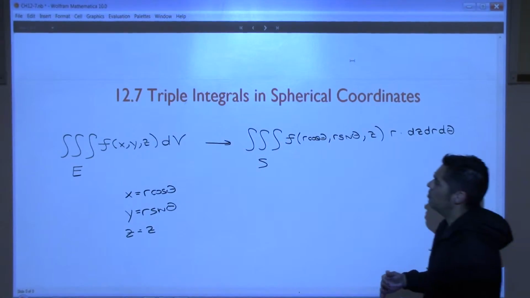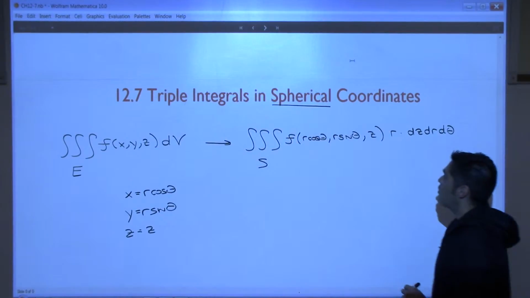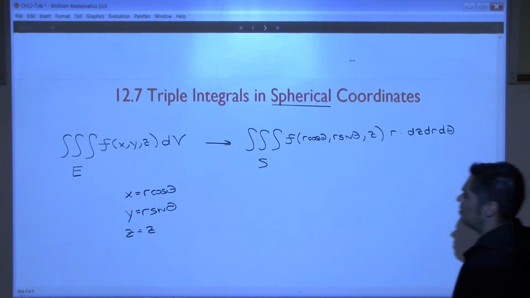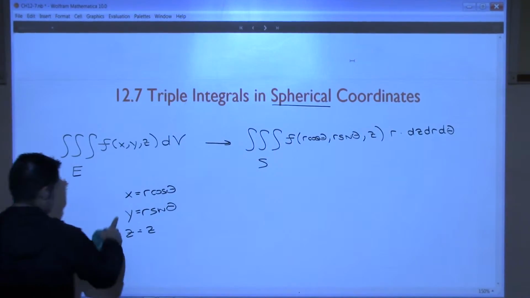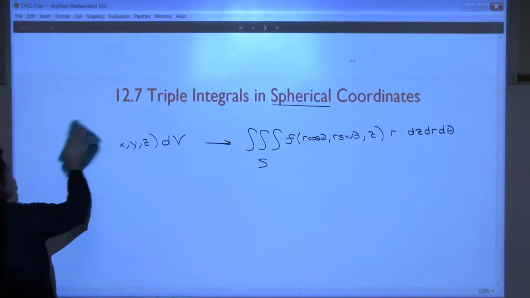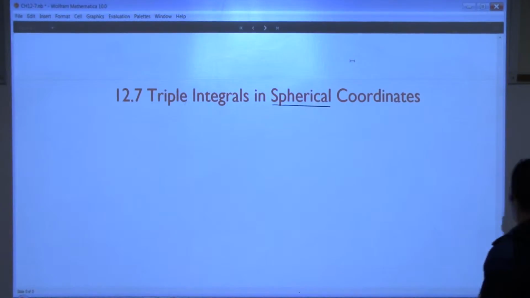Today, what we're going to do is a new type of coordinate system, spherical coordinates, and the conversion there is going to be different than this conversion. So let's talk about not only what that conversion is, but let's talk about the spherical coordinate system in general first.